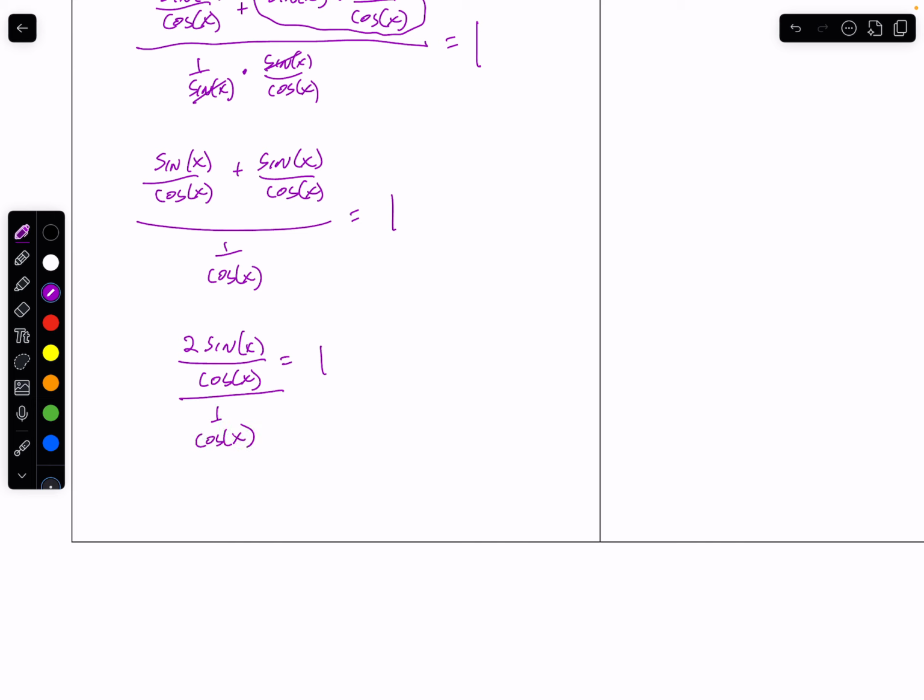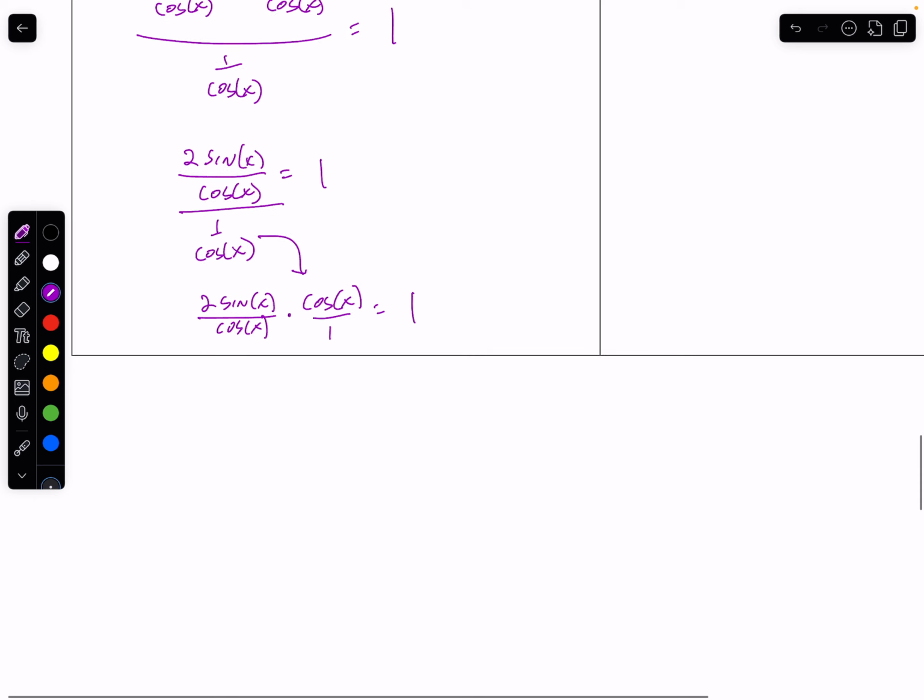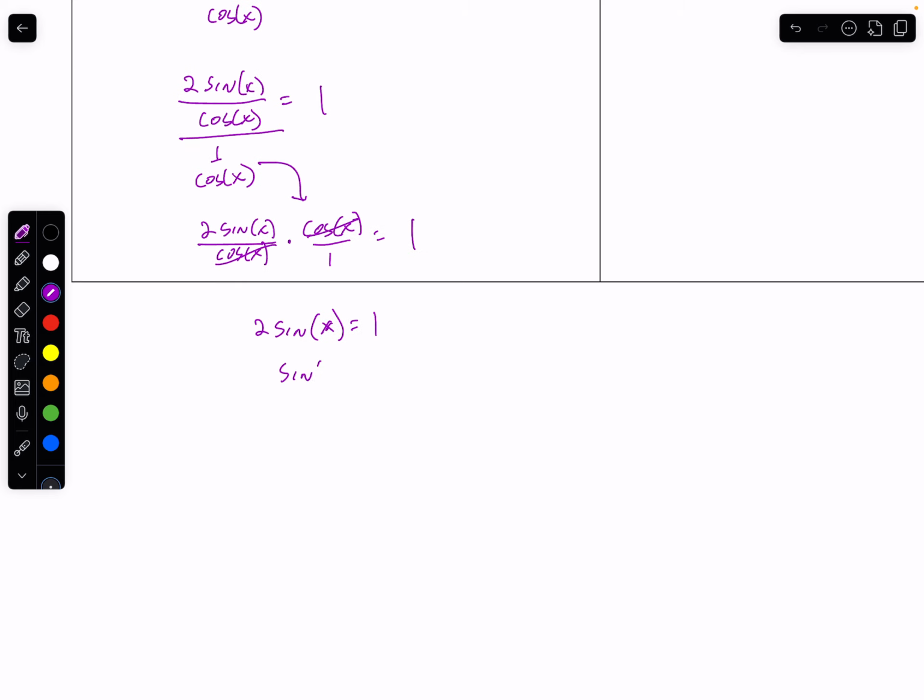Now I can simplify this complex fraction by saying 2 sine of x over cosine of x times the reciprocal, cosine of x over 1. I flip that one. Now the cosines cancel, and I get 2 sine of x equals 1. Now I can divide both sides by 2. Sine of x equals 1/2.